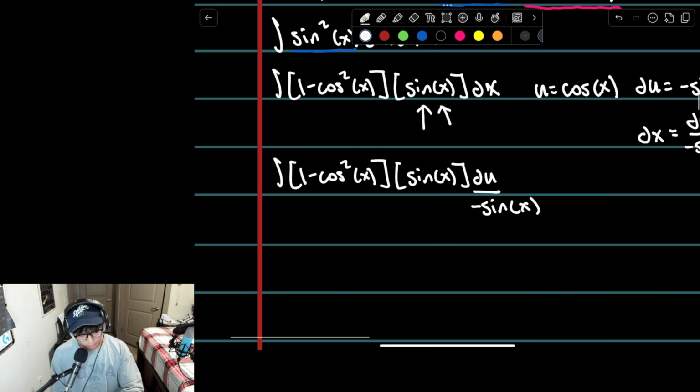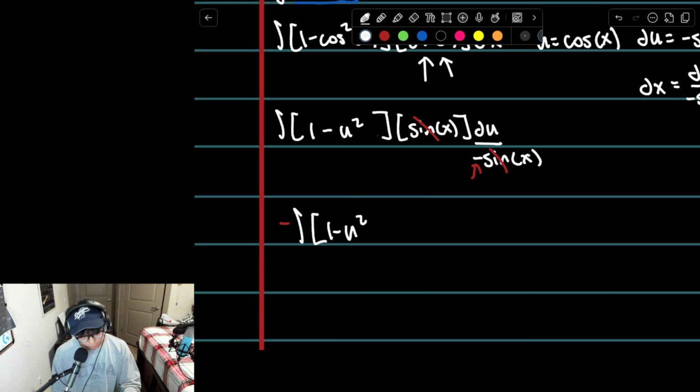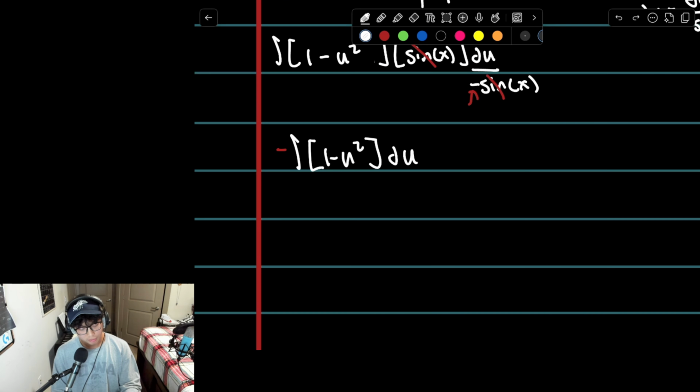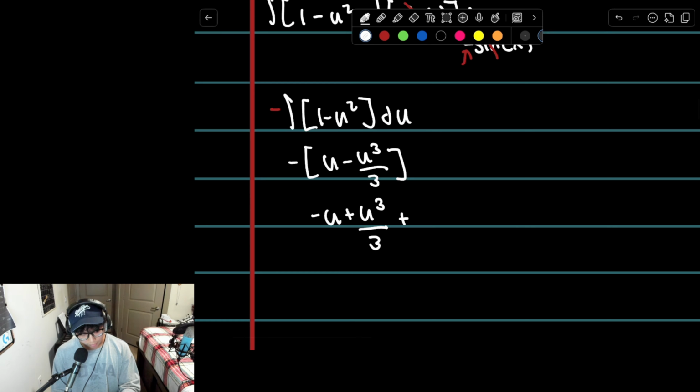Now again, since we know that our u is cosine of x, we will erase this inside and replace it with 1 minus u squared. Now these two sines will cancel out, leaving us with this negative sign over here, which we could put outside of the integral. And we are left with 1 minus u squared du. From here, we're given a fairly simple integral, which we can just evaluate as u minus u cubed over 3. And then applying that negative outside of the brackets will get us negative u plus u cubed over 3. And also don't ever forget the plus c.